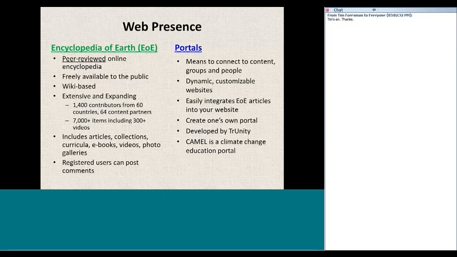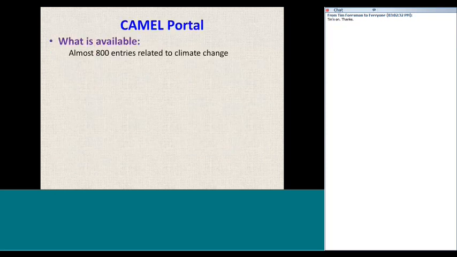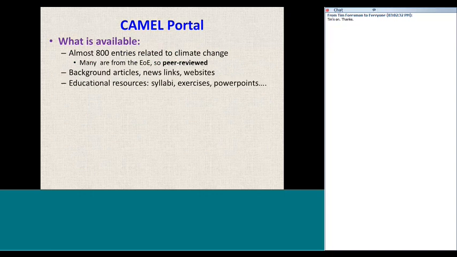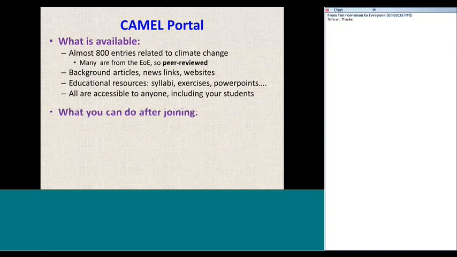CAMEL is a specific portal that's on climate change education, which includes some Encyclopedia of Earth, but also much, much more than that. The CAMEL portal, what we have is approximately 800 entries, about 500 of which come from the EOE, so they're peer-reviewed and those are clearly marked. These are background articles and news links and websites, but also we have about 300 educational resources that are syllabi, exercises, and PowerPoints. And this, again, is accessible to anyone. Everything is open and available on the EOE and the CAMEL portal.